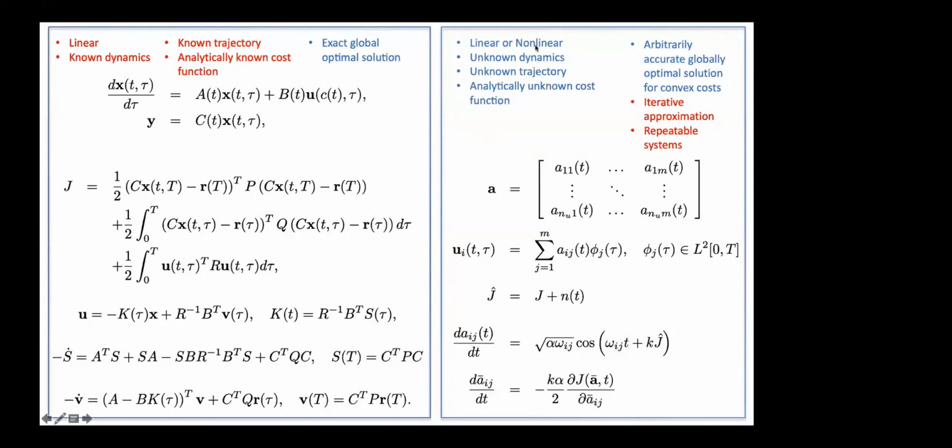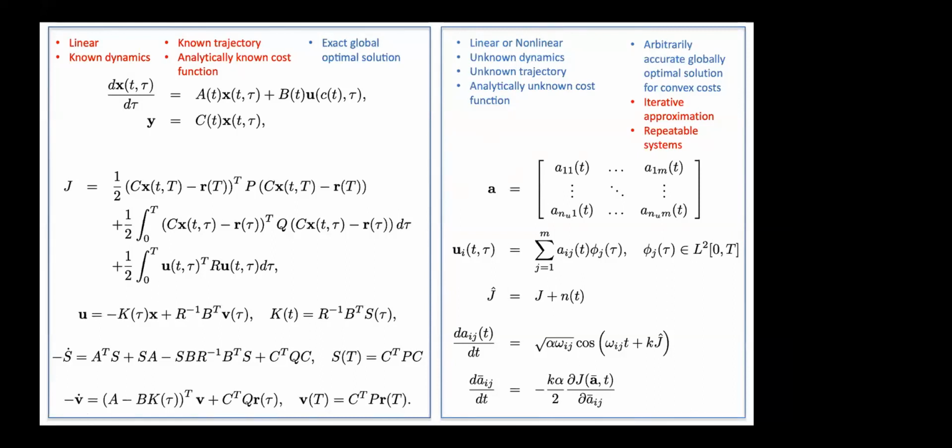And in the approach we're taking here, some of the benefits are you could have a linear or a nonlinear system. You could have unknown dynamics, an unknown trajectory that you want to follow, and an analytically unknown cost function. All you actually have about the cost function is a noisy measurement, but you don't know what it actually is. And you can create arbitrarily accurate, globally optimal solutions when the cost function is convex, which is the case for linear systems, which I'll show you in the next slide.